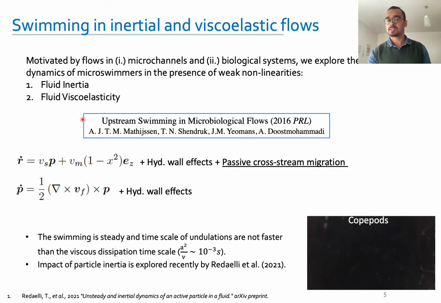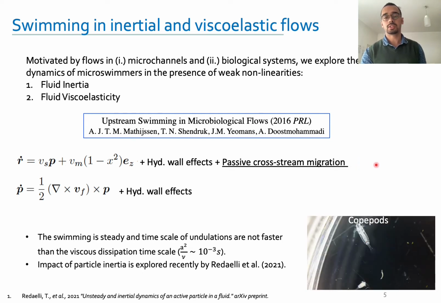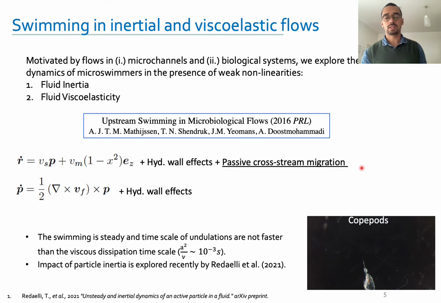And there has been a recent work by the group of Yeomans in 2016 in their PRL paper, where they showed that by taking hydrodynamic wall effects into account, and also the passive cross-stream migration, which results from the non-linearity due to viscoelasticity, they found interesting results. But we argue in this work that there is an additional component which is missing, which comes because of the self-propulsion, which we will delve into in more detail in the coming slides.